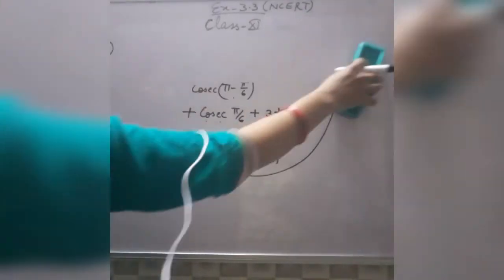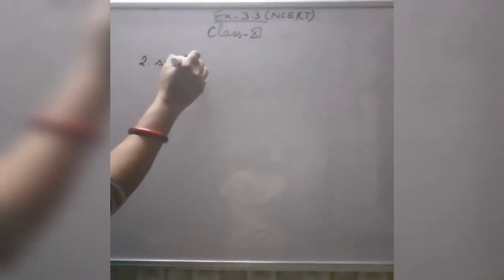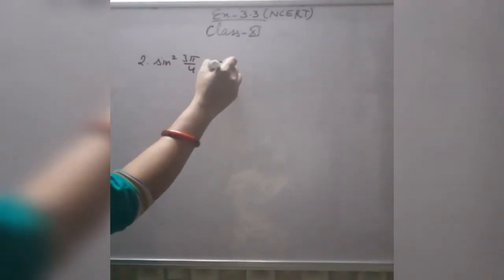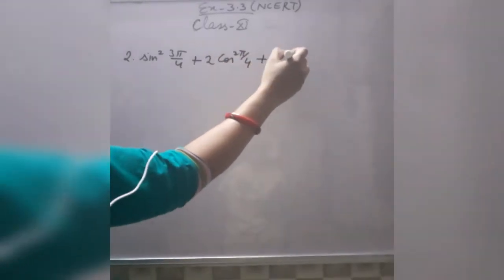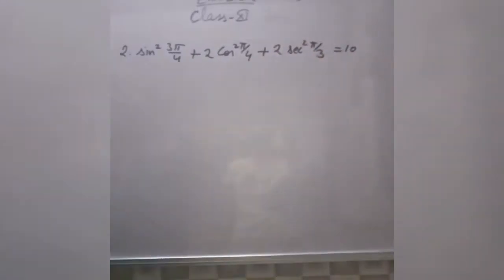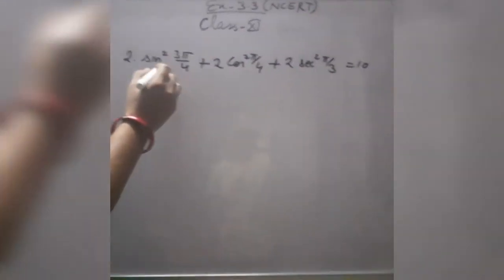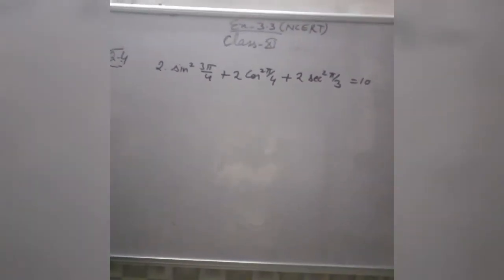Now see question number 4. In question number 4, the statement is: prove that 2 into sine square 3 pi by 4 plus 2 into cos square pi by 4 plus 2 into secant square pi by 3 is equal to 10. Now see here, we know the value of cos pi by 4. You can directly put the value of secant pi by 3.